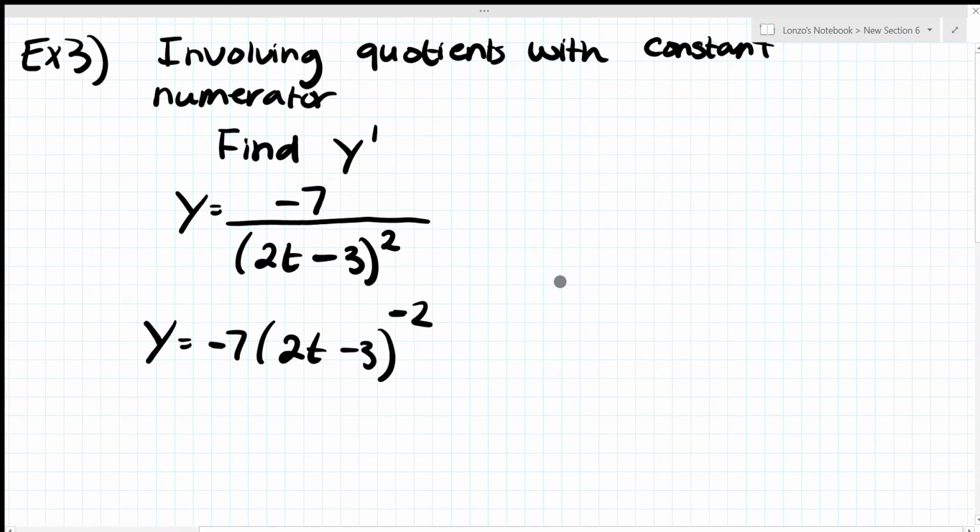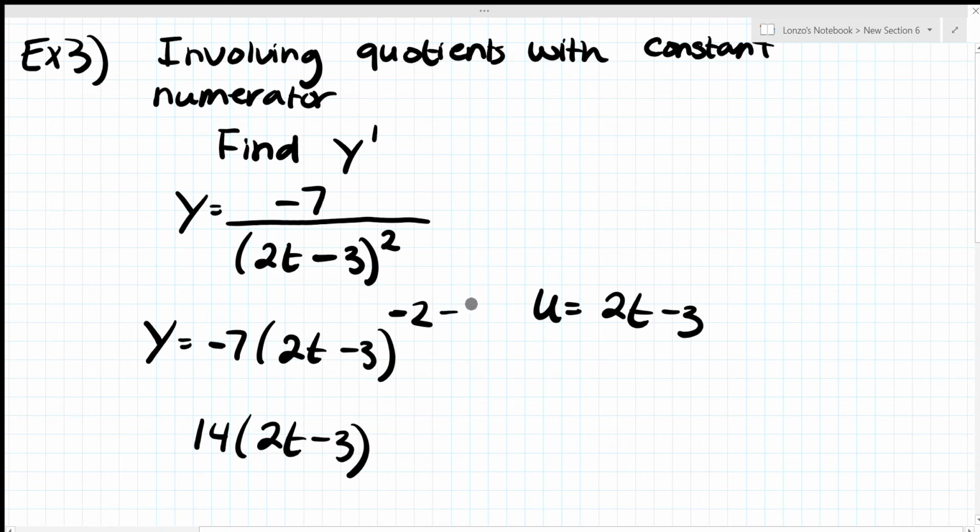So I've got to use the power rule. What is my u? It's always the inside, so it's 2t minus 3. First, use the power rule. So it's -2 times this -7, the coefficient. That's -2 times -7, which is positive 14, right? Then (2t minus 3), and remember the power rule, you have to subtract 1 from the exponent, so it's -3. And times u prime, which is just 2, right?